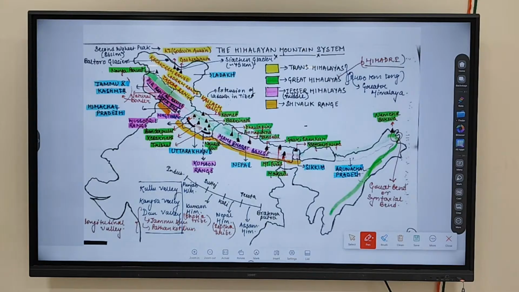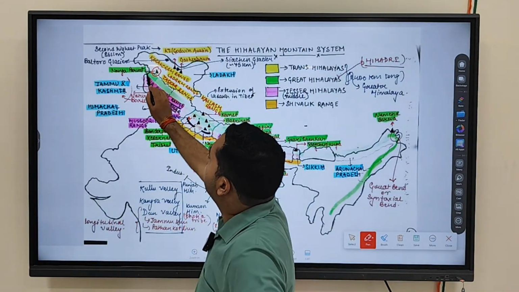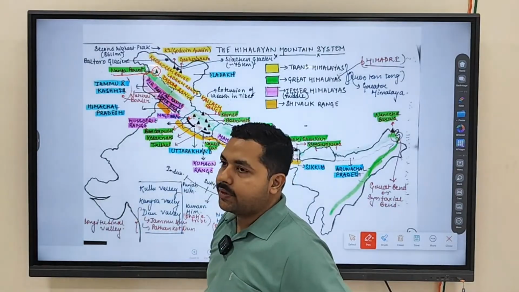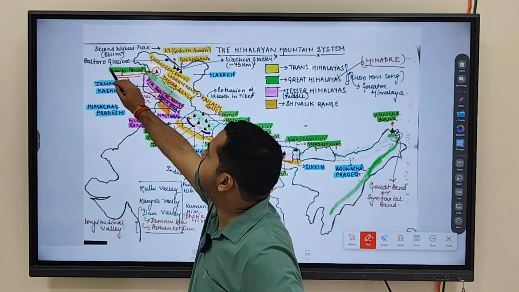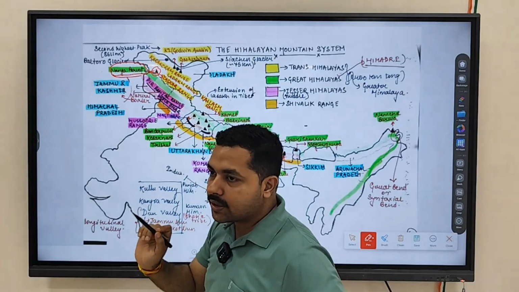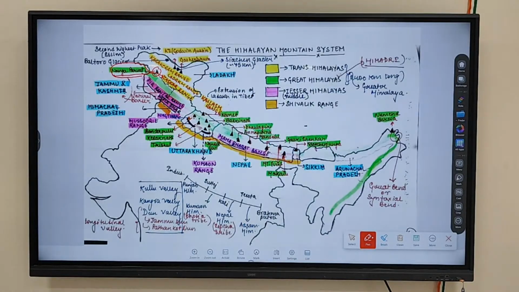Fine. Now, in the Jaskar range, you are finding Nanga Parvat. We discussed Himalayas extension from where to where? Nanga Parvat to Namcha Parvat. This Nanga Parvat lies in Jaskar range. Okay, this Nanga Parvat lies in which range? This Nanga Parvat lies in Jaskar range.